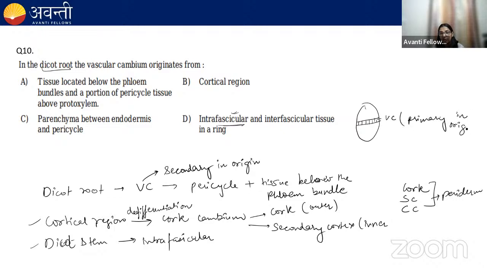Remember this because it is forming from the procambium. But the interfascicular cambium is the cambium which is present between the two vascular bundles. And this interfascicular cambium is formed by the dedifferentiation of the medullary rays, and it is secondary in origin. So the answer to the question, in the dicot root the vascular cambium originates from, is A, the tissue located below the phloem bundle and a portion of pericycle tissue above the protoxylem.